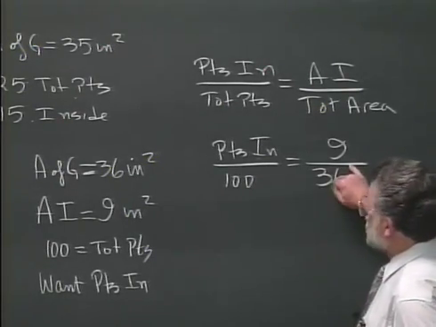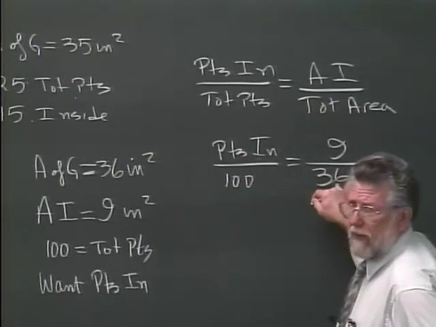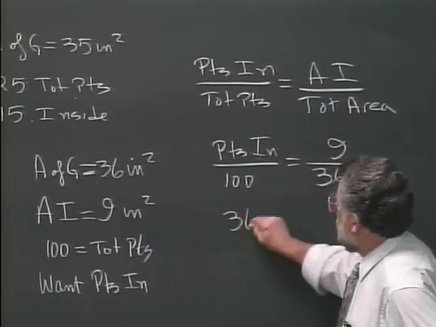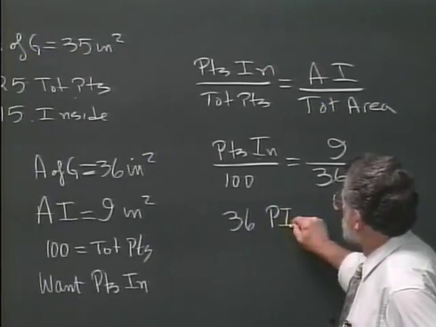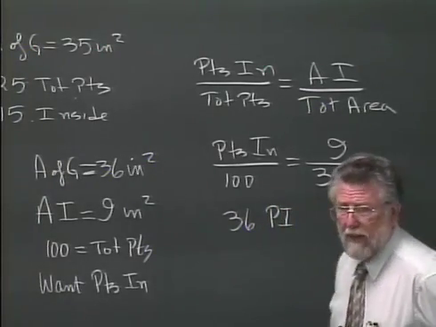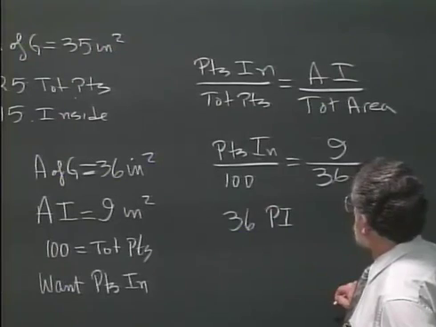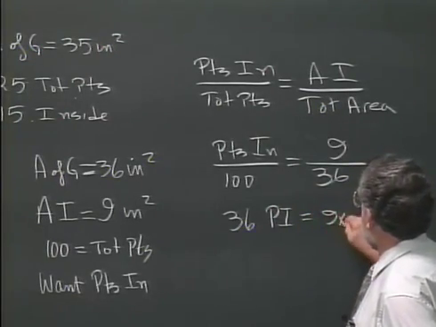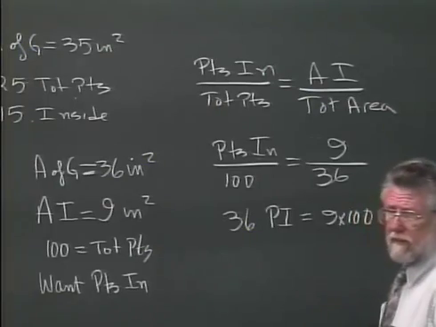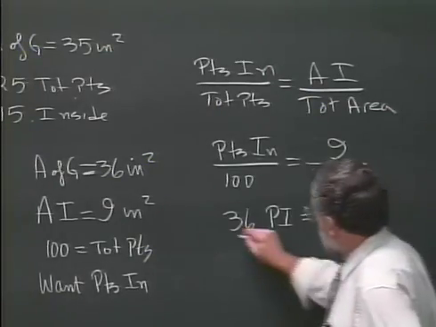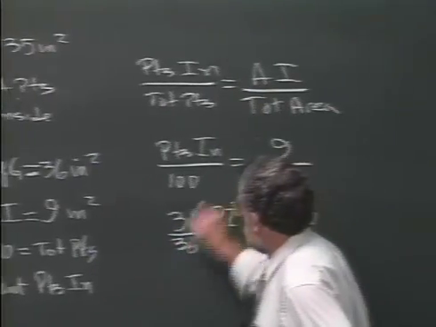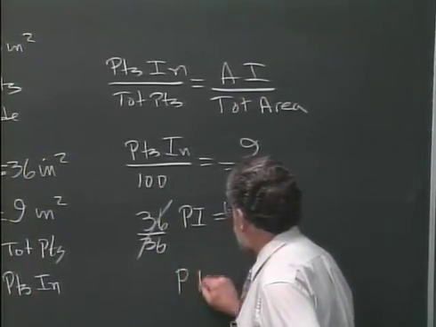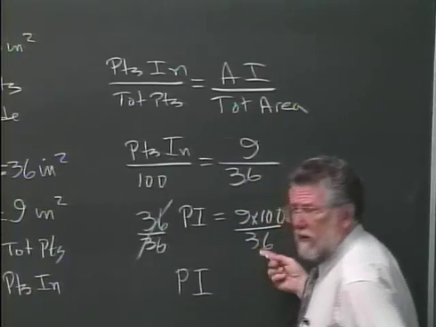Now this is rather nice because I could cross multiply immediately, correct? I could say 36 points in, PI, over, well, I'm going to cross multiply. So 9 times 100, and then divide by 36, get rid of that. That becomes a 1. So my PI, points in, I can reduce here, correct?